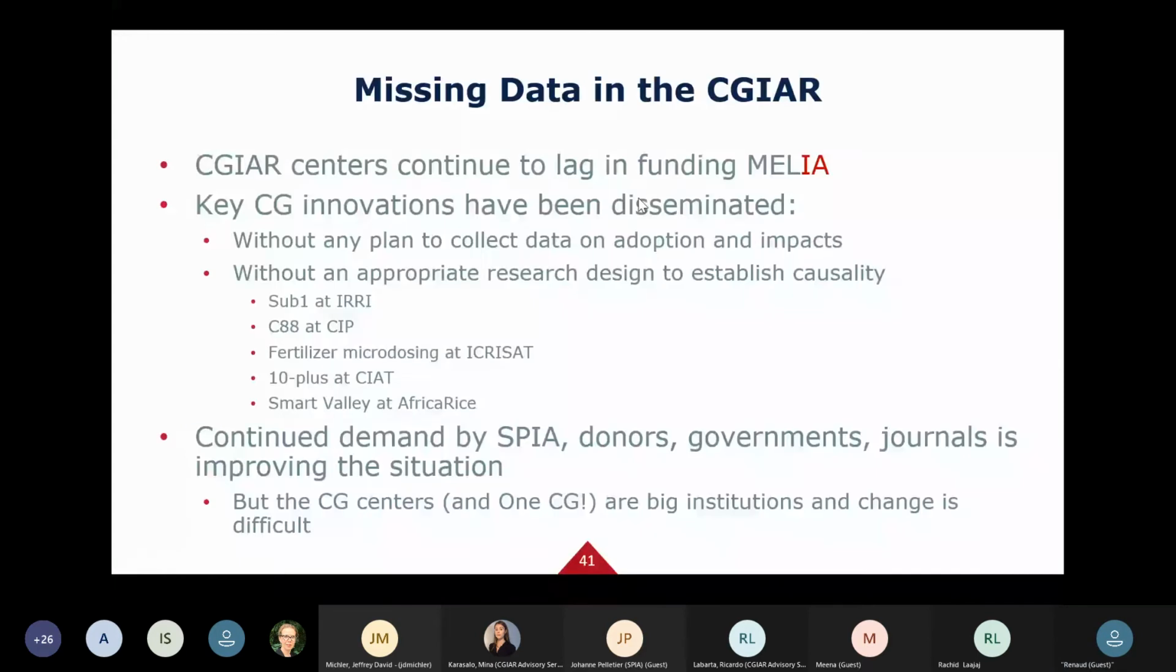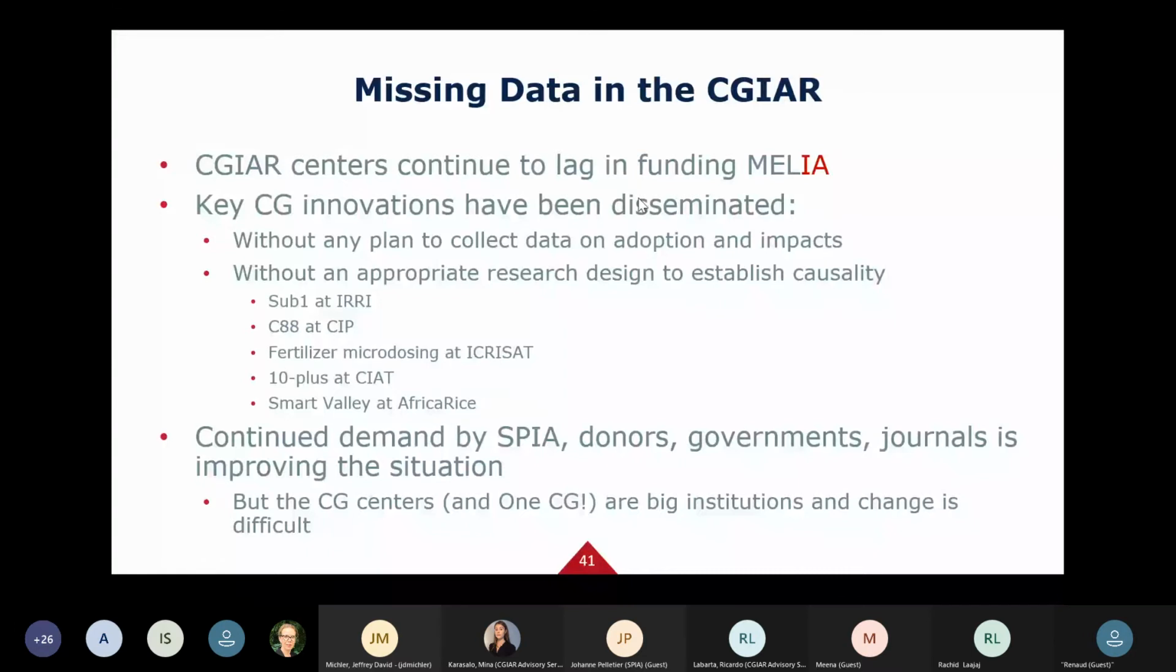Looking at the people on the call, most are social scientists or the MELIA focal points in the CG centers. The slide tells a story that all of you are aware of: that the CG centers, relative to other development aid organizations that are focused on research, continue to lag behind in funding for MELIA, specifically for the IA part of it, the impact assessment part, which is where I work.